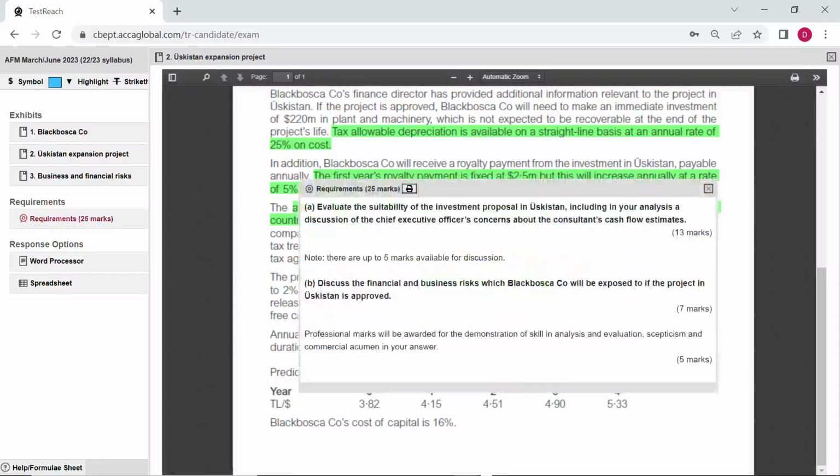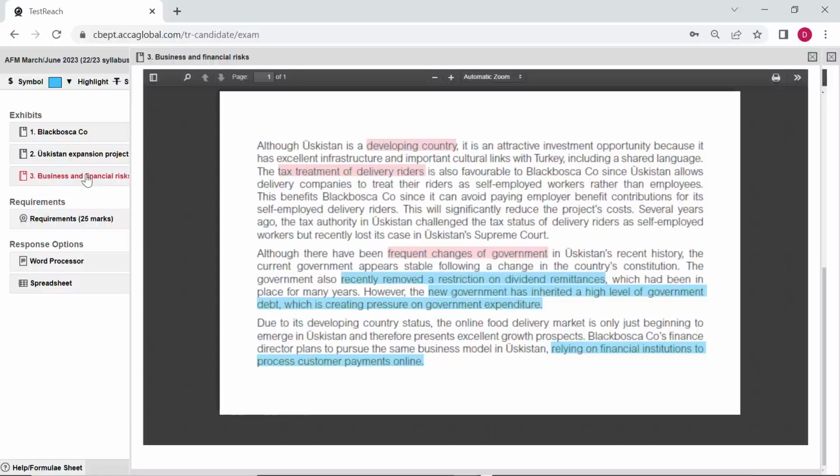Now let's have a quick look at Part B. Part B is a straightforward requirement asking us to discuss financial and business risks which this company will be exposed to. And there is an exhibit for us to look at that covers this. The distinction between business risk and financial risk should mean that you've got 2 separate headings in your answer. So crudely, some of the points here are that investing in a developing country is risky, that the tax treatment of delivery riders could change, and that there have been frequent changes in government that might affect tax or other regulations. So with each of those risks, you're looking to explain the point.